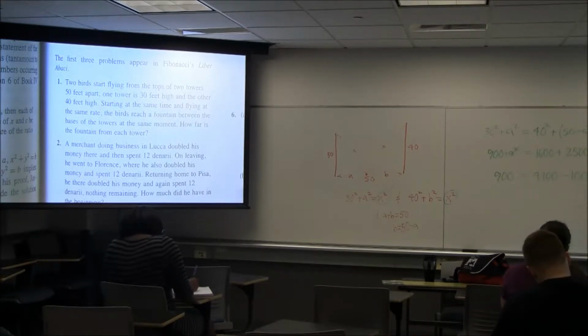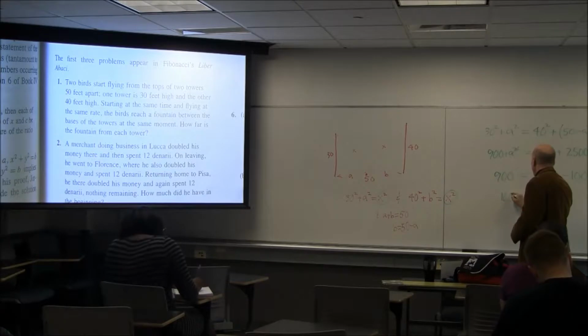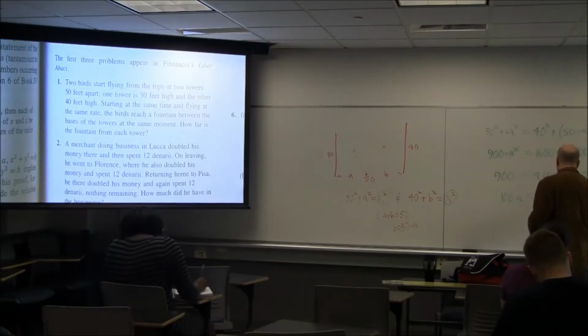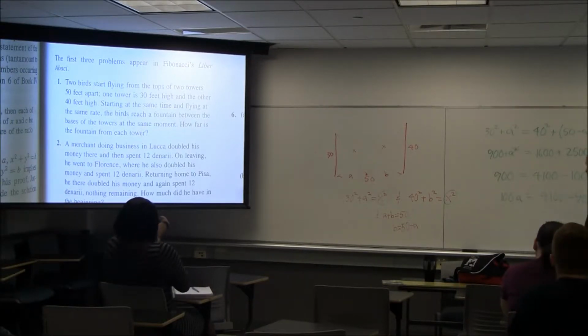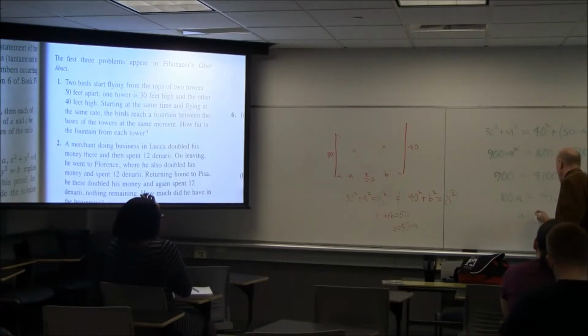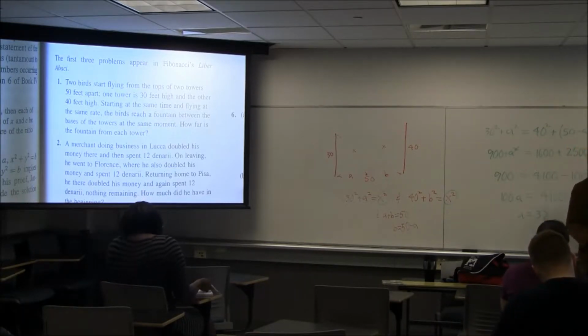Now take the 100A to the other side and then subtract 900 from both sides. So we get 100A equals 4100 minus 900, which is what, 3200. So A is 32. You want to get A equals 32?